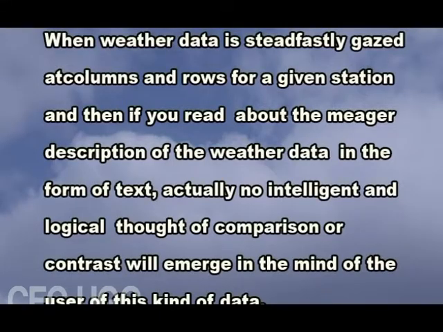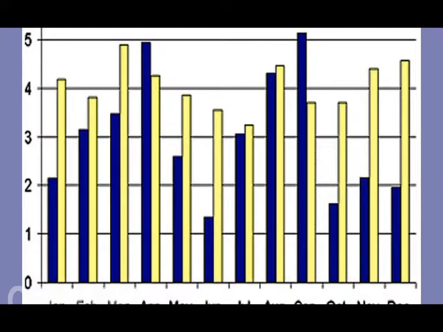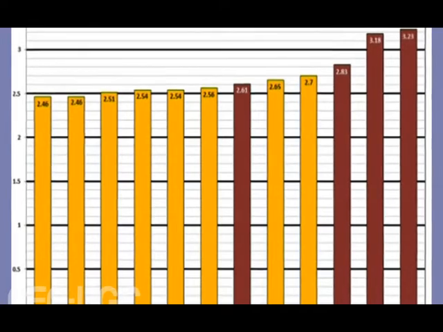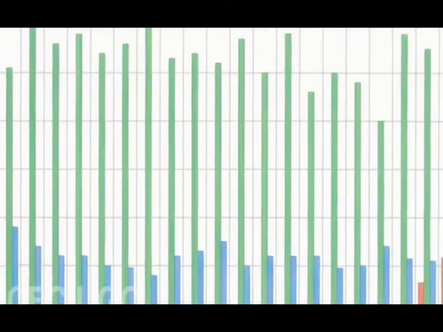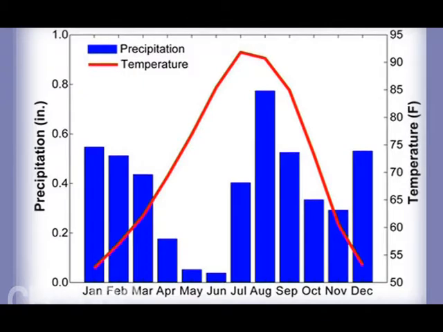When weather data is steadfastly gazed at in columns and rows for a given station, and if you read the meager description of the weather data in the form of text, actually no intelligent and logical thought of comparison or contrast will emerge in the mind of the user of this kind of data. In this background, one of the greatest helps toward visualizing and understanding climatic data is the use of graphs and charts. Climatic diagrams are quite different from the weather maps.